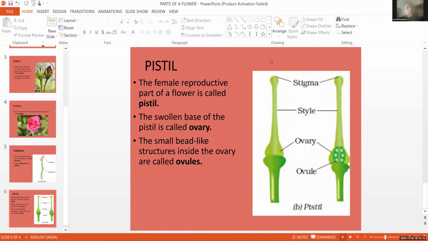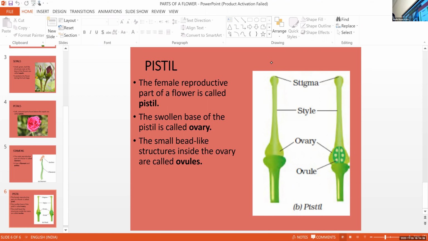Yeah, and another important information. This ovary finally becomes the fruit, the pulp of the fruit, and the ovules become the seed of the fruit. Ma'am, they become seeds when it is fertilized. Yes, the ovule becomes the seed and the ovary becomes the fruit. The ovules are present inside the ovary, right? Yes, ma'am.